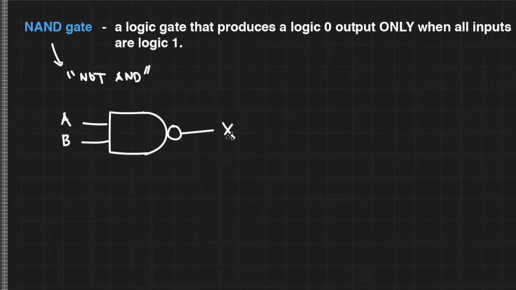A NAND gate can have two or more inputs, and it is also known as a universal gate because AND, OR, and NOT gates can be implemented in terms of the NAND gate.